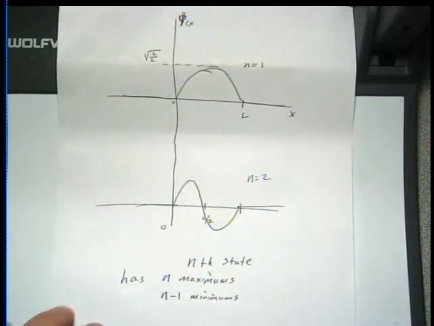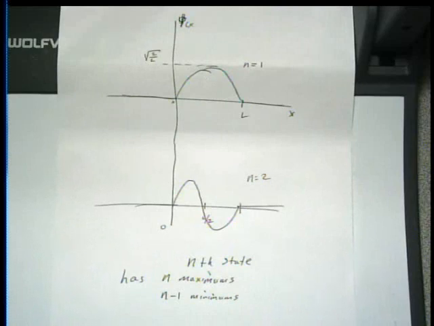So if you're in the 10th state, there are 10 places where there will be a maximum probability of finding the electron, and there will be 9 places where there is no probability of finding the electron for the particle in the box. These are things you should know, be able to find quickly.